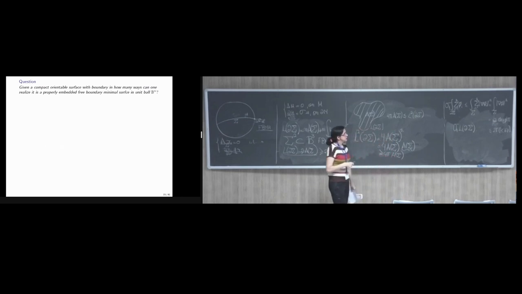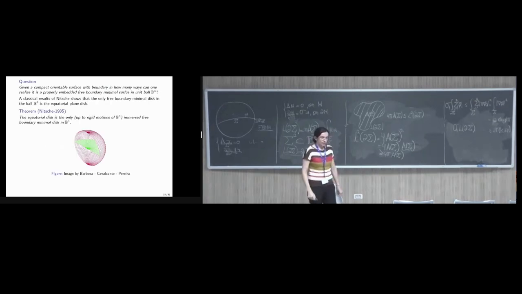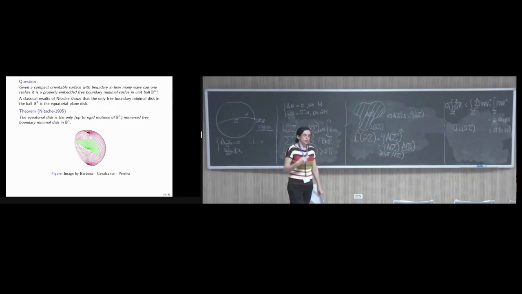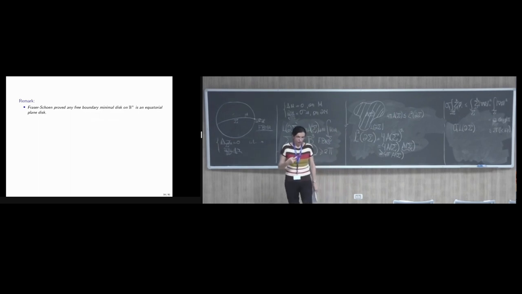And the other question here, okay, this is a motivation. Given a compact orientable surface with boundary, how many ways can you realize it as a free boundary minimal surface in the unit ball? The other question. And the first result about that is the equatorial disk, and Nitsche provided these results, and these are rich results. And Fraser and Schoen proved that any free boundary minimal disk in the ball is an equatorial plane disk. Okay? Remember that.